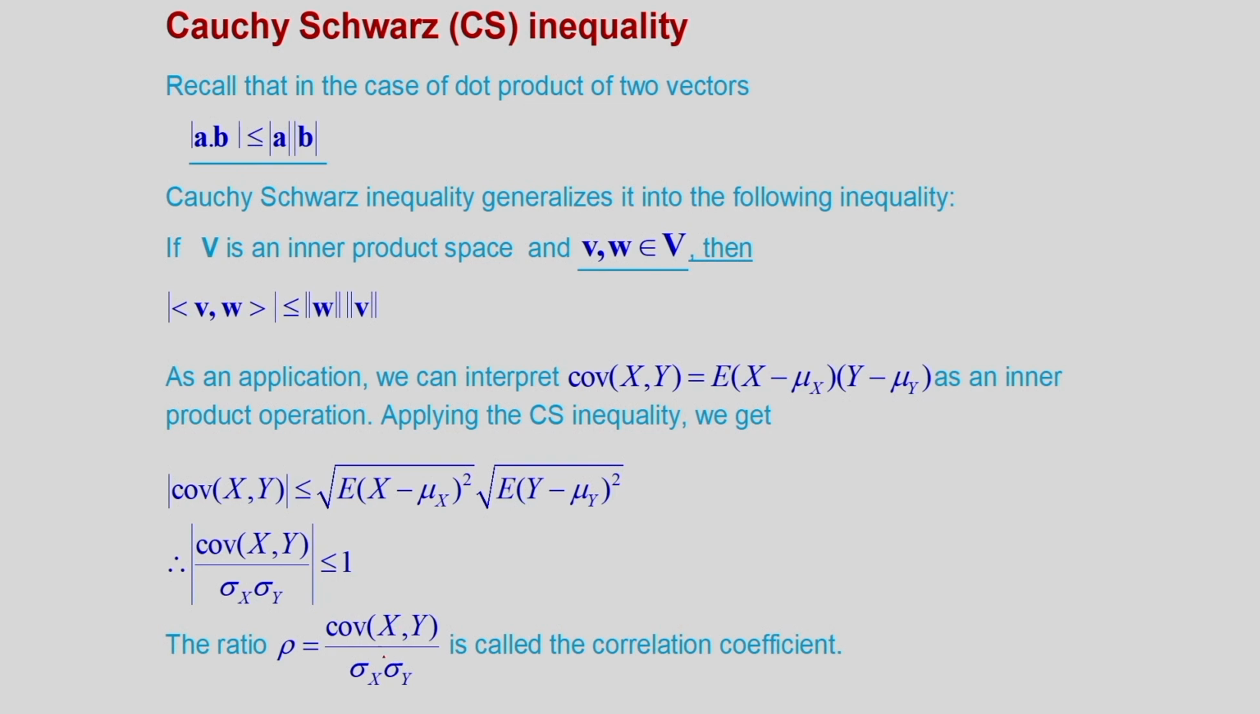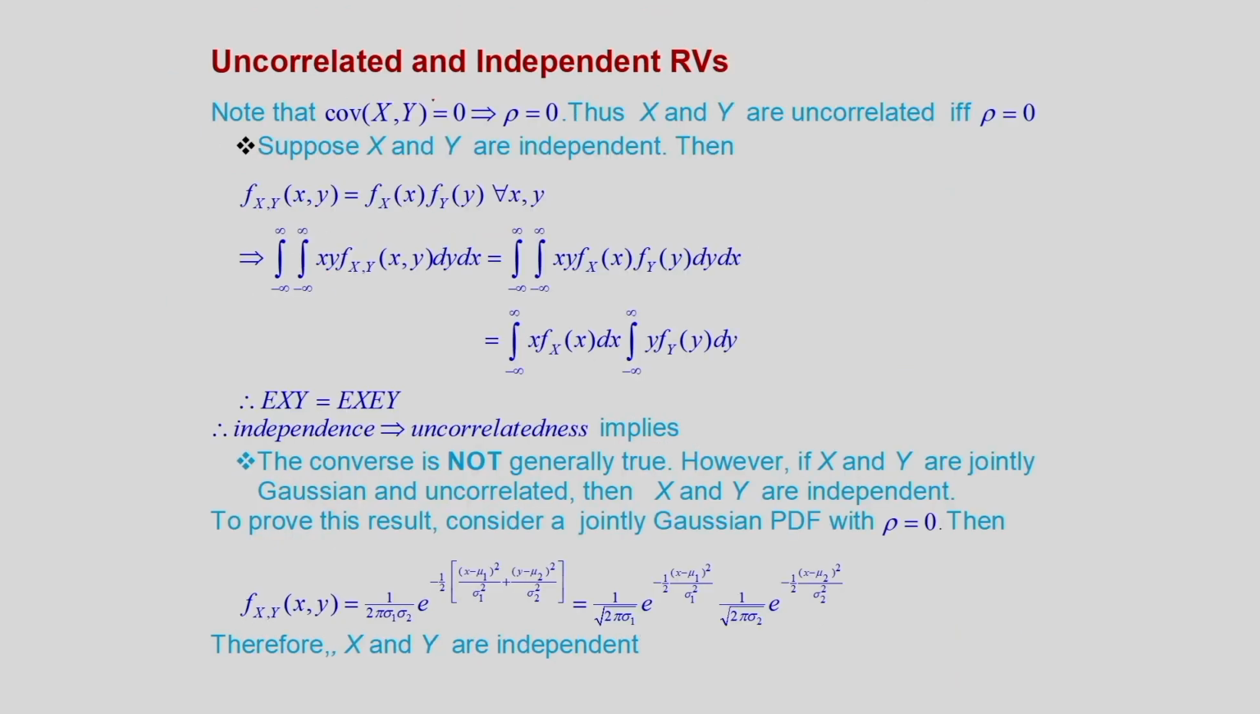So, rho is equal to the covariance of x y divided by sigma x into sigma y. It is known as the correlation coefficient, and we see that the magnitude of rho is always less than or equal to 1. So, this is one important result. Now, let us see the relation between uncorrelated and independent random variables. Note that covariance of x y equal to 0 implies that rho is equal to 0.